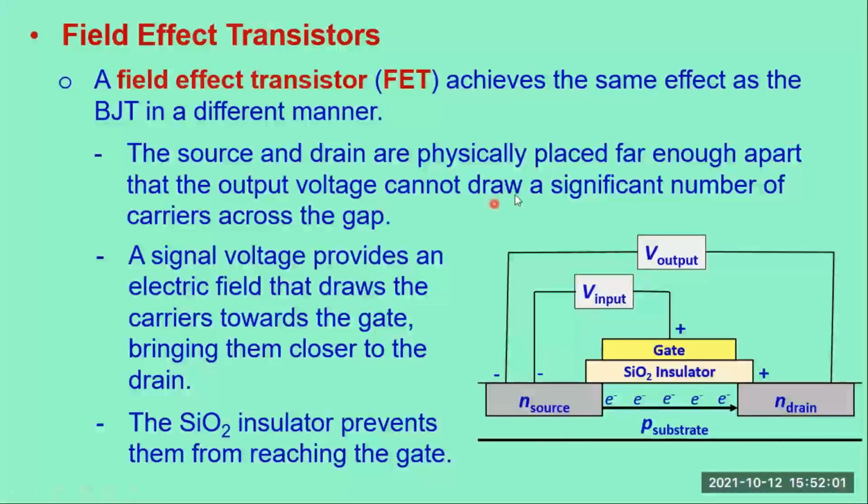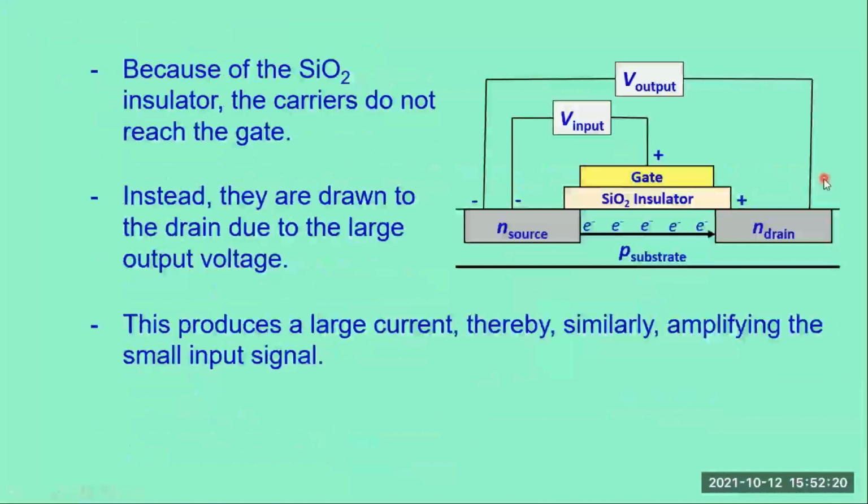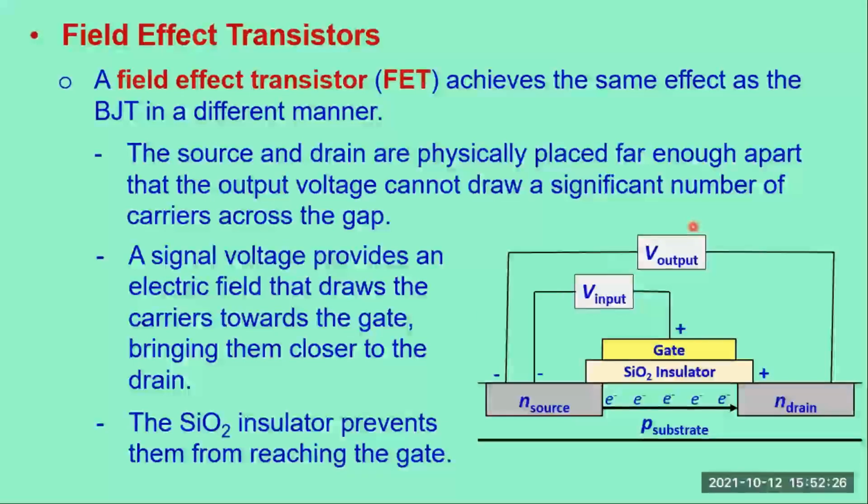So the source and drain are physically placed apart far enough that the voltage cannot draw a significant number of carriers across the gap. Once we have the input voltage here, which controls the conductivity across this gap, we are able to regulate the number of these carriers that cross from the source to the drain. A signal voltage will provide an electric field that draws the carriers towards the gate. By increasing the input signal voltage, we're able to regulate the number of electrons.